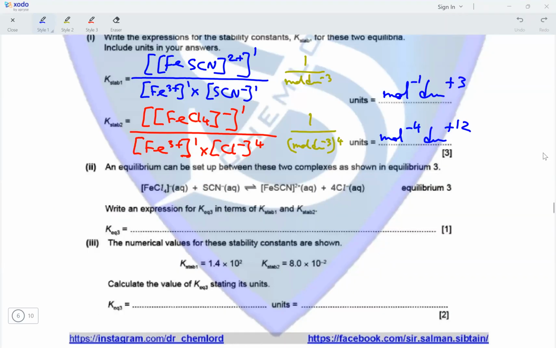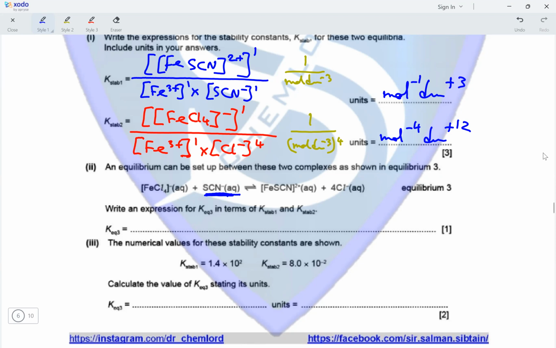Next, an equilibrium can be set up between these two complexes as shown in equilibrium 3. So the equilibrium is shown. Write an expression for KEQ3 in terms of K step 1 and K step 2. So in equilibrium 3, the SCN- ions are present on the reactant side, which means that this equilibrium will be proceeding in the forward direction.